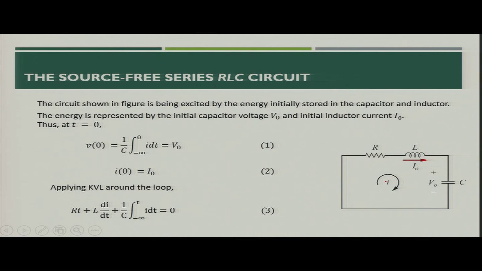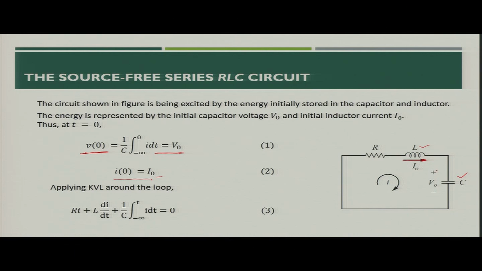Now, what we can write at time t equal to 0: V(0) can be written as 1 upon C integral from minus infinity to 0 of i dt, and that will be equal to V naught, because this is our initial condition. Similarly, i(0), that is i at time t equal to 0, will be I naught.